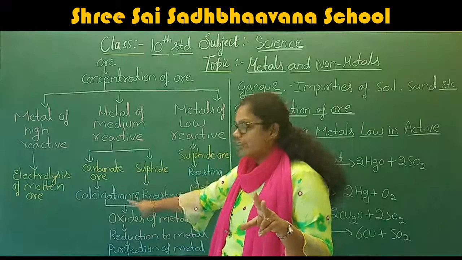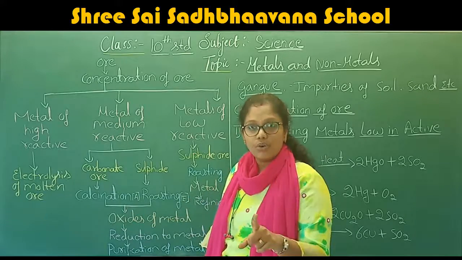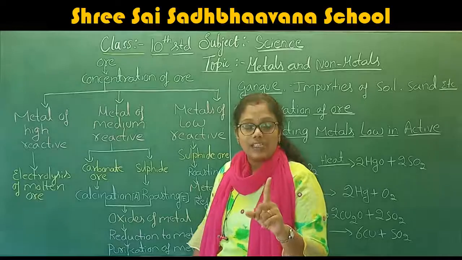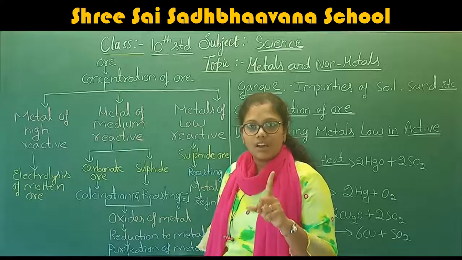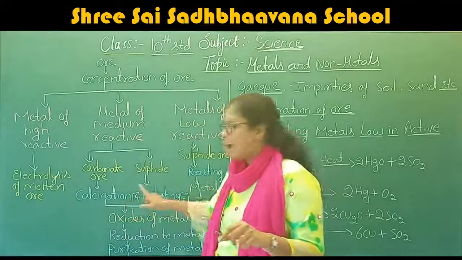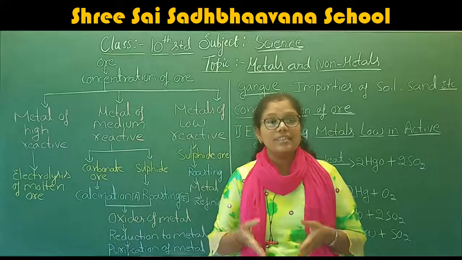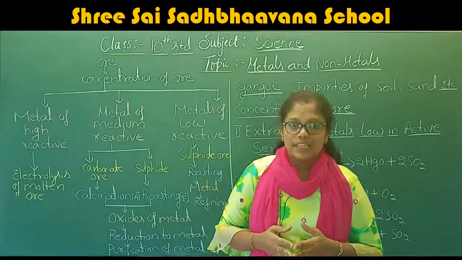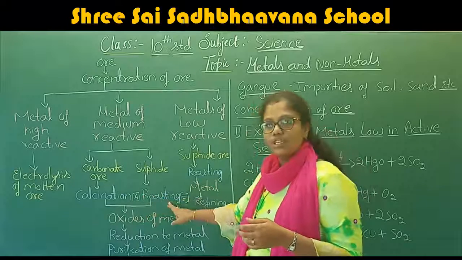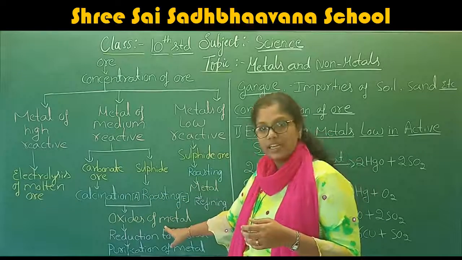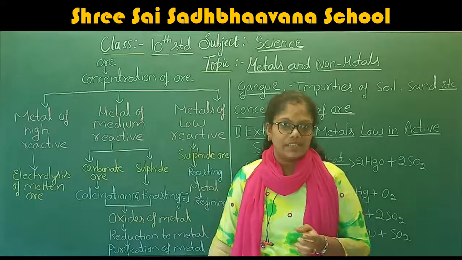After that, the carbonate ore undergoes calcination. What is calcination? The process of heating the ore in the absence of air or oxygen, that we call calcination. After that, roasting. What is roasting? The process of heating the ore in the presence of air or excess air, that we call roasting. After the calcination and the roasting, the ore is converted into the oxides of metal. After that, it undergoes reduction to the metal and then purification of the metal.